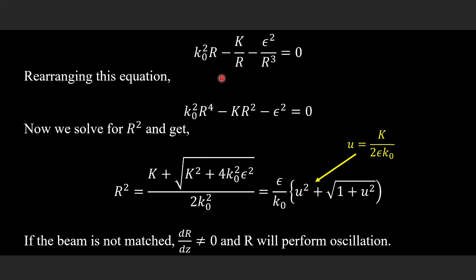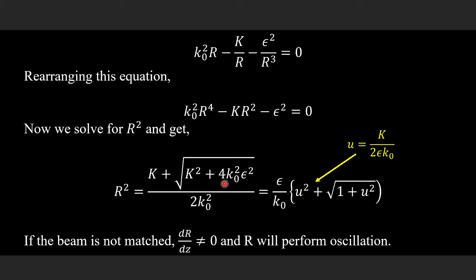Now you just simplify this equation by multiplying throughout by R cube. So we will get k naught square R⁴, because there was R already, minus k R square, because R cube gives you R square, and minus epsilon square because there is R cube here. Now this equation is quadratic in R square, and we can get the solution of the form R square is equal to k plus under root k square plus 4 k naught square epsilon square over 2 k naught square. And this is a solution. This is my matched beam radius square value.